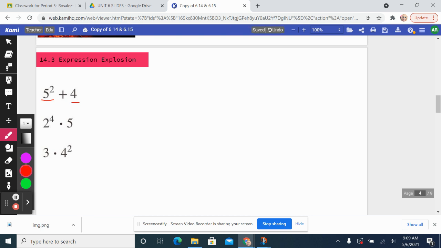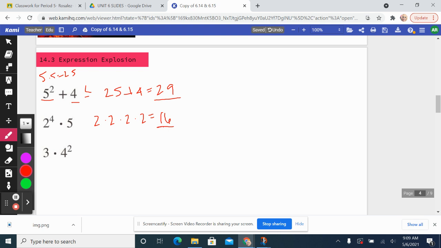So 5 squared is the same as 5 times 5, right? Well, 5 times 5, that's 25. So this technically becomes, sorry, that's an equal sign, 25 plus 4. So 25 plus 4 is 29. And that's your answer. Okay, so 2 to the 4th, right? That's 2 times 2 times 2 times 2, which is 16.